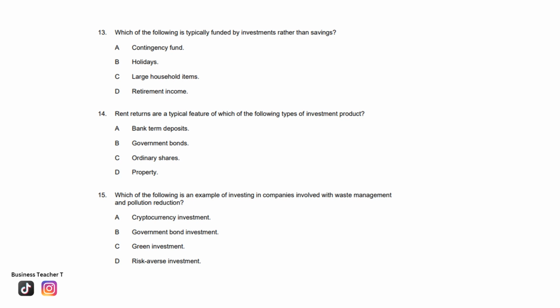And the answer is D. Retirement income. Rent returns are a typical feature of which of the following types of investment product? A. Bank term deposits. B. Government bonds. C. Ordinary shares. Or D. Property.